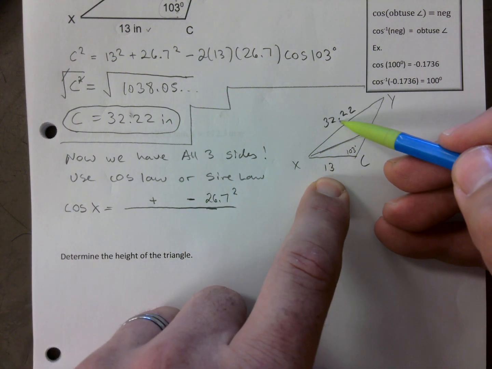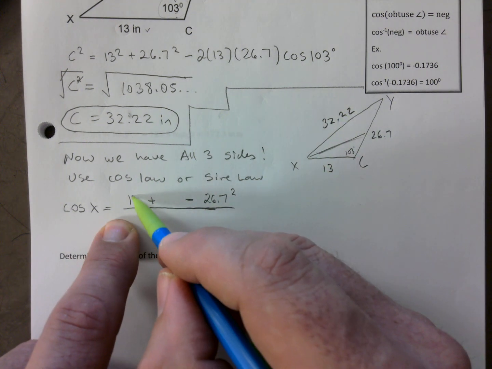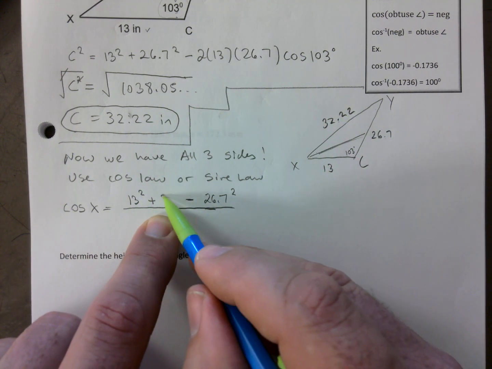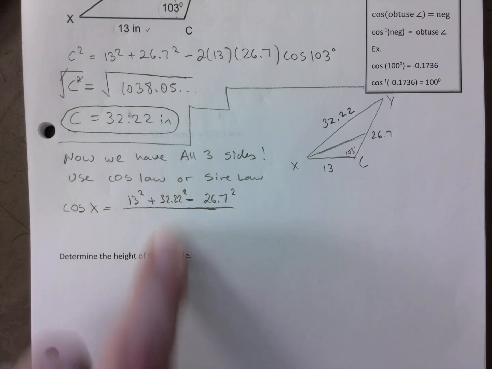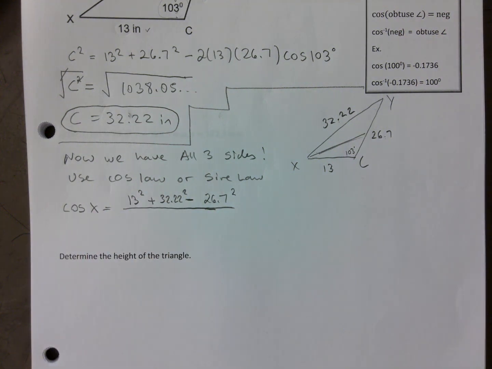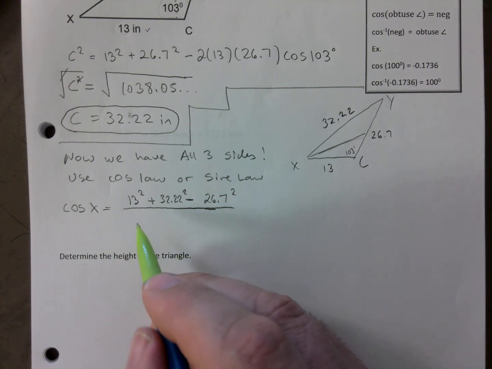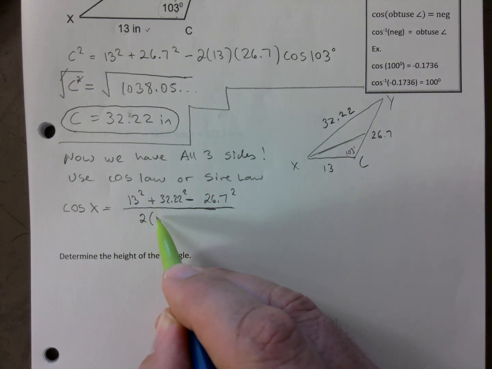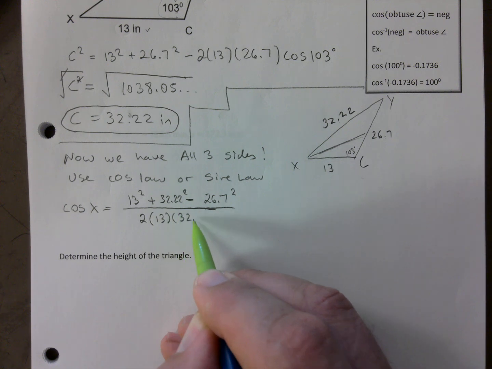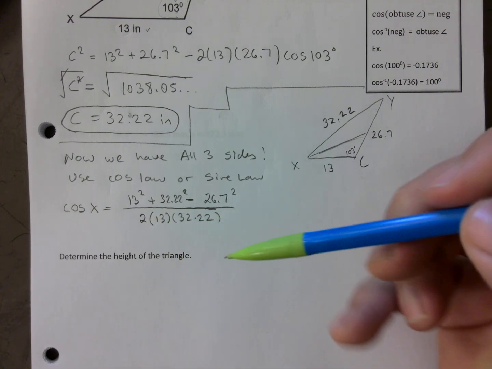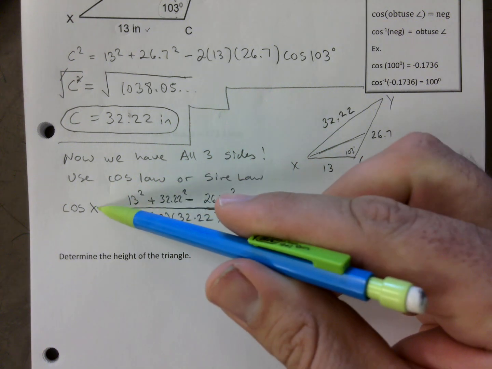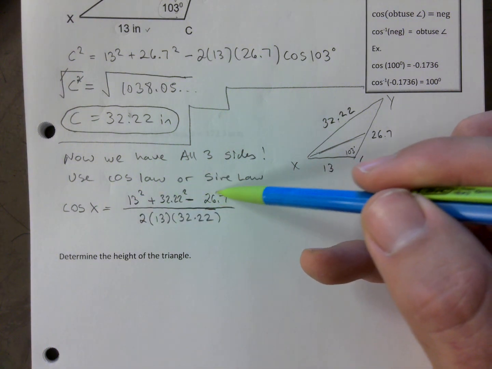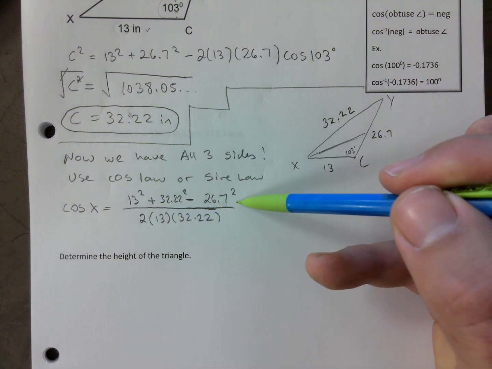And then the other two sides, it doesn't matter which order you plug them in. You need to put them in there. Make sure you square them. A lot of students forget to square. So the top calls for squaring. And then the bottom is 2 times 13 times 32.22. So the side that's across the angle you're trying to find only shows up once subtracting. That's what you need to remember.